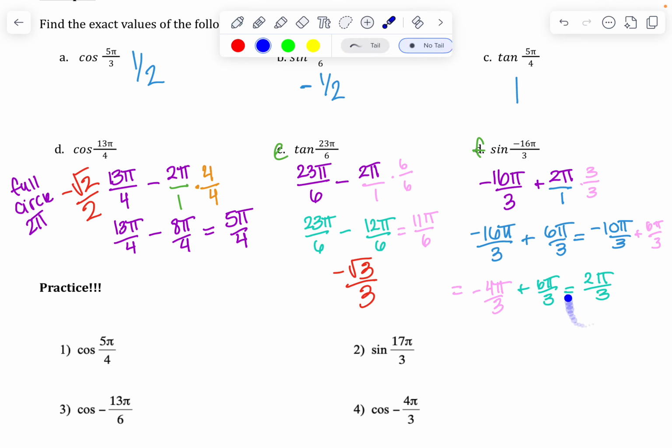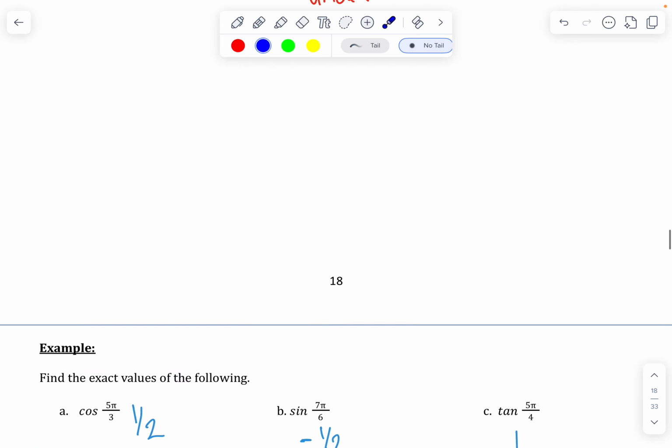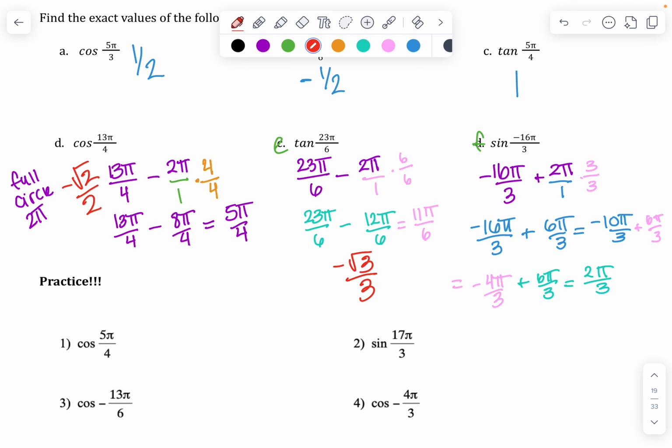We can stop here because now we have a positive angle that we can go and find on our unit circle. Before, even though we found a bunch of coterminal angles, they weren't very helpful because they weren't numbers that we could go and find. So we're at 2 pi over 3 now. And we can go just find our sine value. So 2 pi over 3 is right here. And our sine is root 3 over 2. So that would be our final answer.